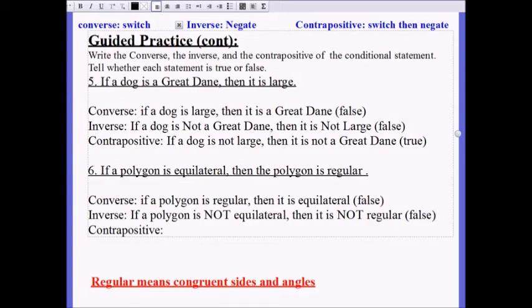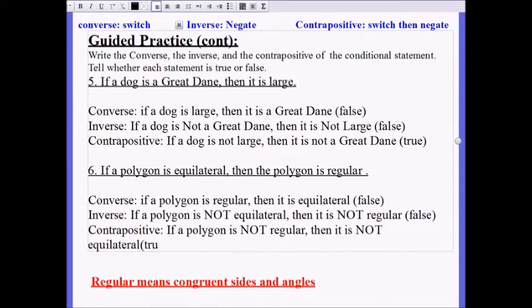And then the contrapositive, remember we switch and then negate. If a polygon is not regular, then it is not equilateral. Okay. Well, you can't be regular without being equilateral. That's just kind of in the definition itself. Equilateral does mean congruent sides, so this is a true statement.